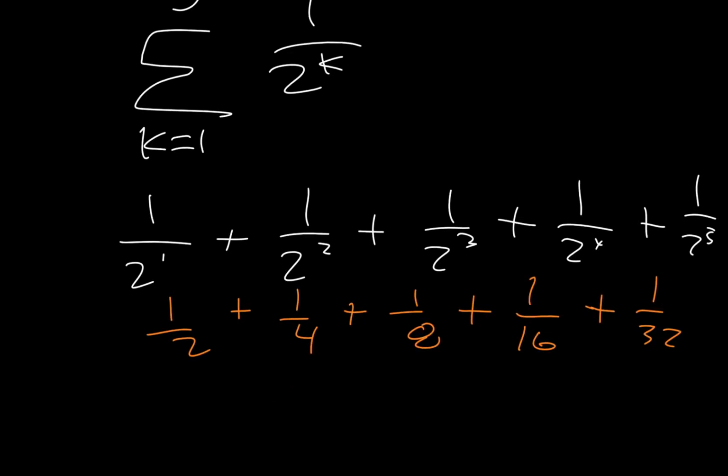We can get common denominators. So this one would have to be multiplied by 2 over 2. This one would be 4 over 4. We're trying to make everything 32. This one would be 8 over 8. And this one would be 16 over 16.